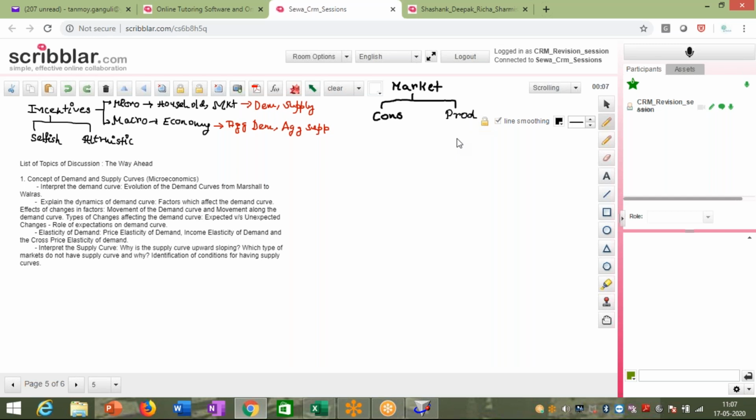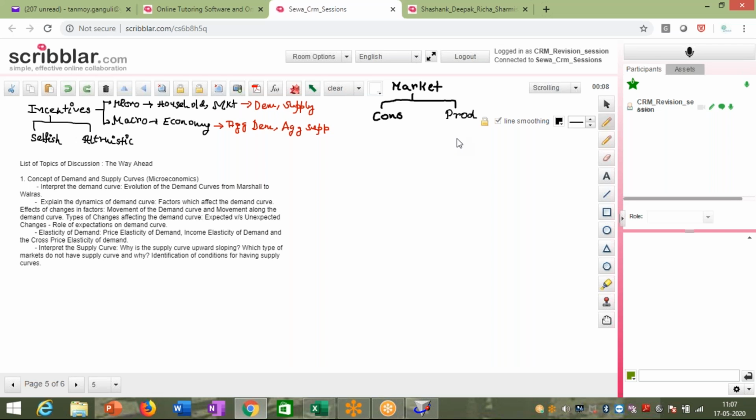So I have these two broad participants. One is the consumers, the other is the producers, and what we have over here is the market. Before I talk about any kind of transactions which happen, we need to understand what exactly I mean by market in economics.